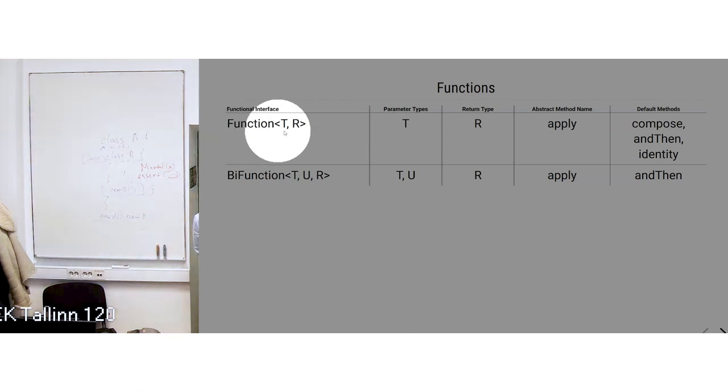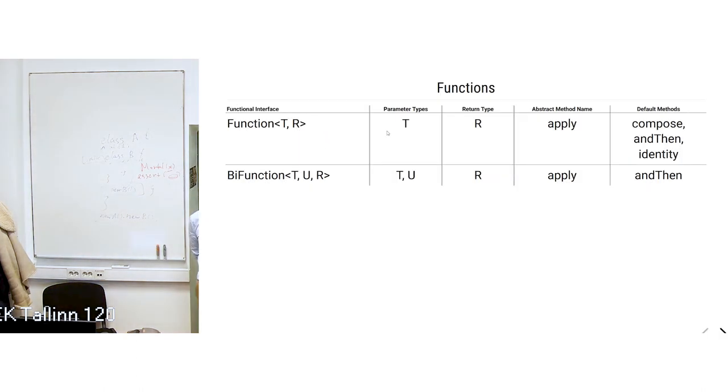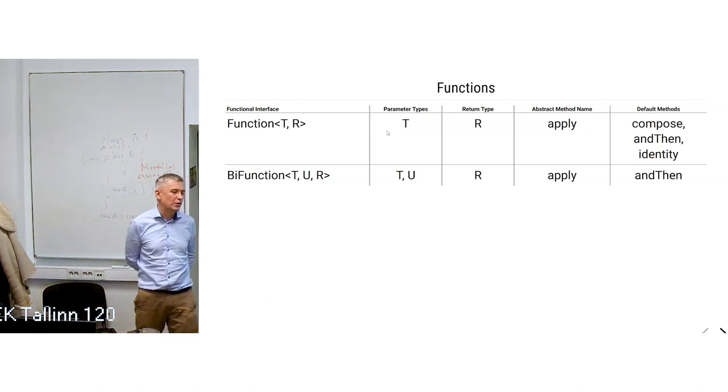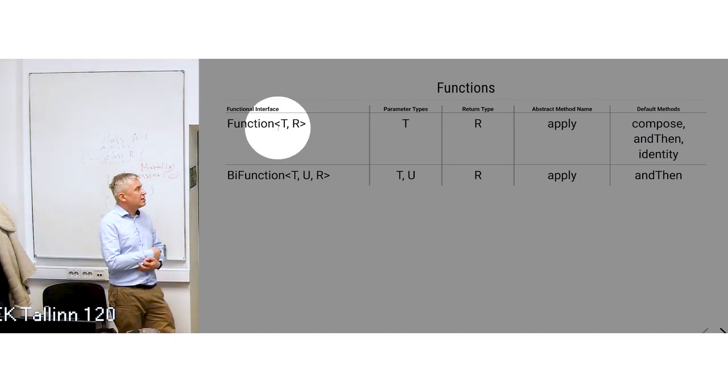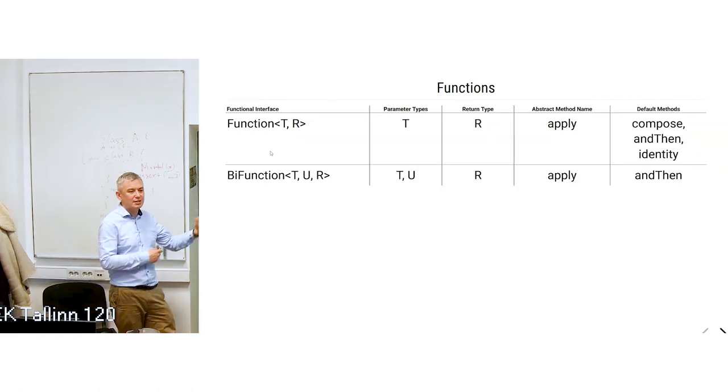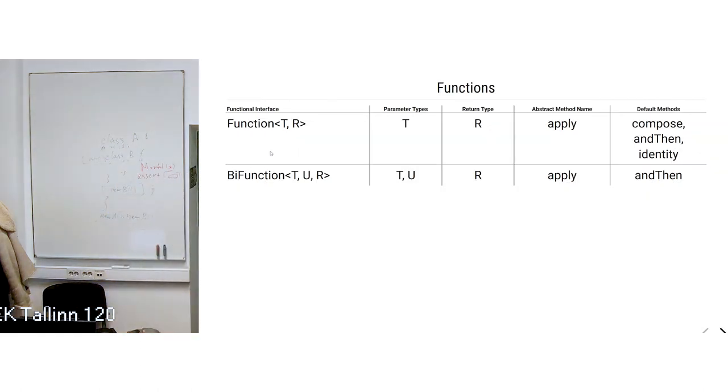First of all, the most commonly used functional interface is Function, of course. Function is a functional interface, and this is the most commonly used because I think it makes sense for you why Function has two type arguments here, T and R. T is the type of the argument of the function, and R is the type of the result of the function, right?